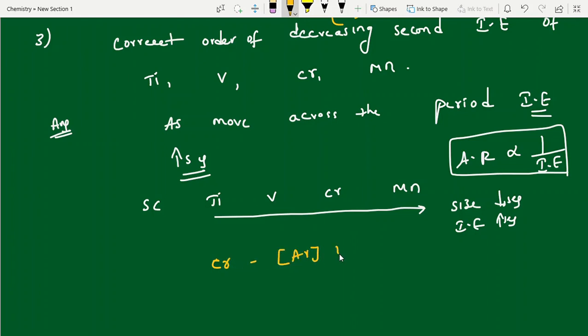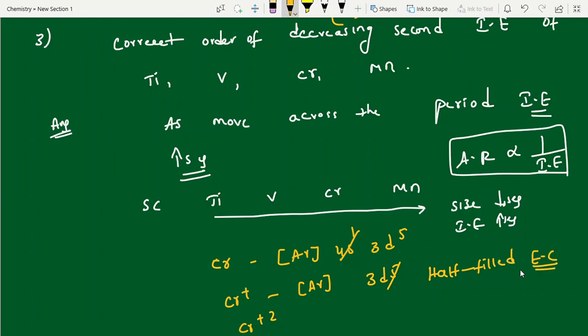argon 4s1 3d5. So first ionization energy means here we are removing the 4s electron. This is chromium plus, argon 3d5. Now I am going to the chromium plus 2 state. That means I have to remove from the exactly half-filled electronic configuration. Exactly half-filled, completely filled electronic configurations are stable. Definitely ionization energy requirement is more. IE is more. So important point.